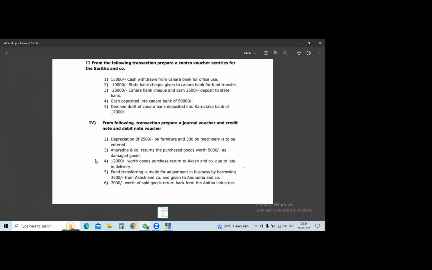When you enter into a degree, maybe in your second PUC or in the first or second year of your degree, all these terms will come. If you are from a commerce background, you might have learned all these things.